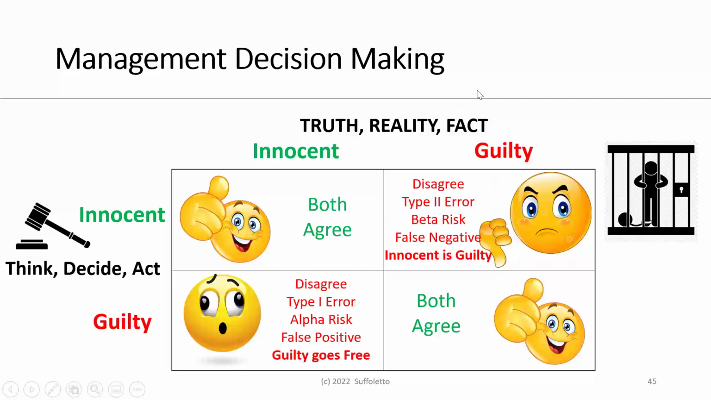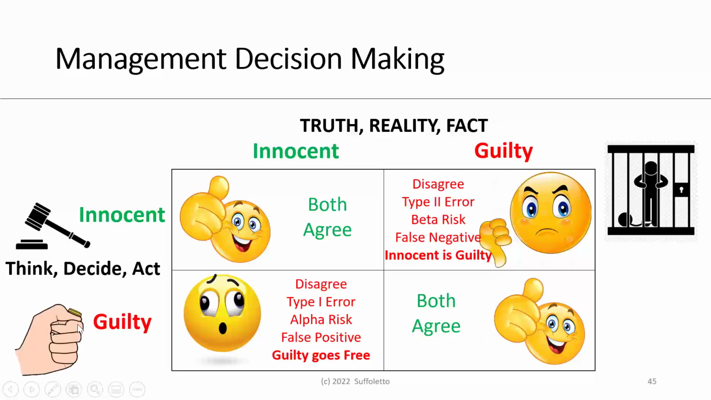So if we use the example of criminal law, the judicial system with the judge and the jury, if the person's innocent and we say they're guilty, we've just made a mistake. If the person is guilty but we say they're innocent, we've just made a mistake. We want to minimize the worst types of mistake.